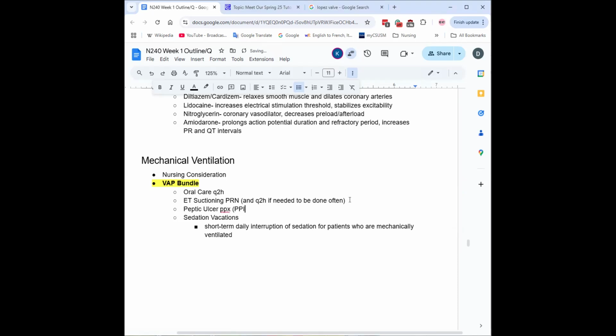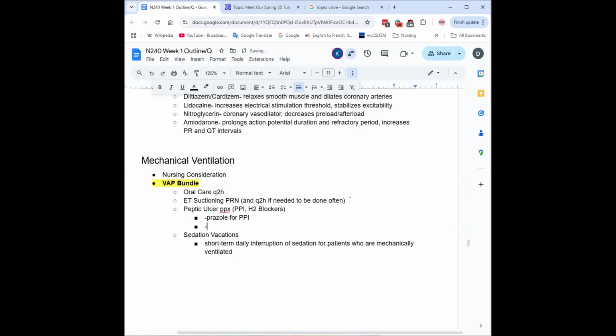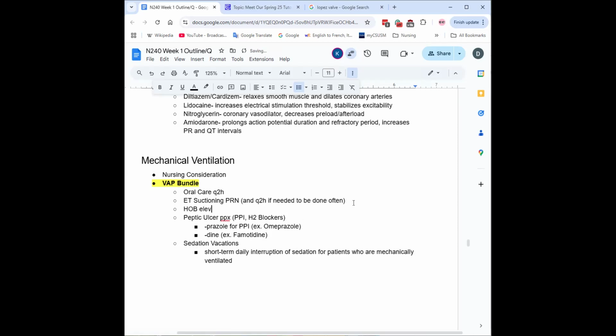So we're going to have PPIs and H2 blockers. Do you remember the prefixes just in case? PPIs are like omeprazole, so the prazoles for PPI. H2 blockers are like the dines, for example, famotidine. Head of the bed, yeah. So we're going to want the head of the bed elevated at least 30 plus degrees.